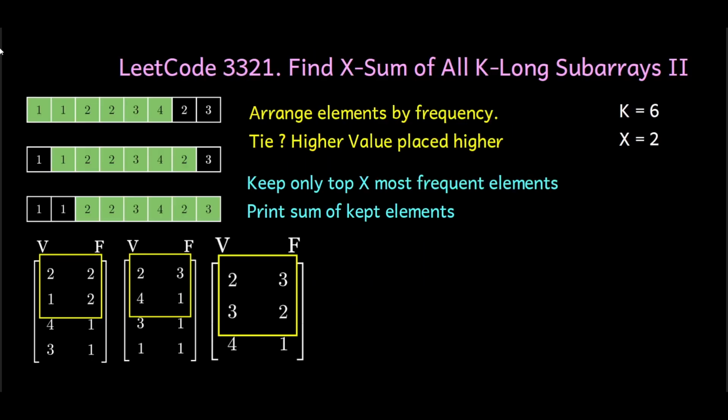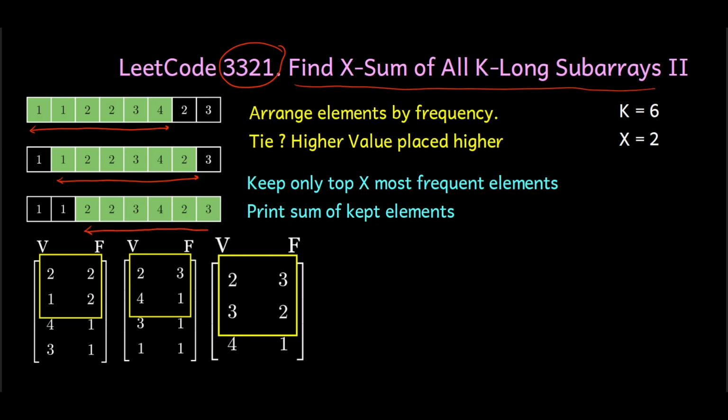So this is the problem description of LeetCode 3321, Find X-Sum of All K-Long Subarrays II. The problem asks you to consider every subarray of length k. In this figure, all the sliding windows that are colored in green are the subarrays of length k. And then for every subarray of length k, we need to print a certain quantity. And how to compute that quantity?